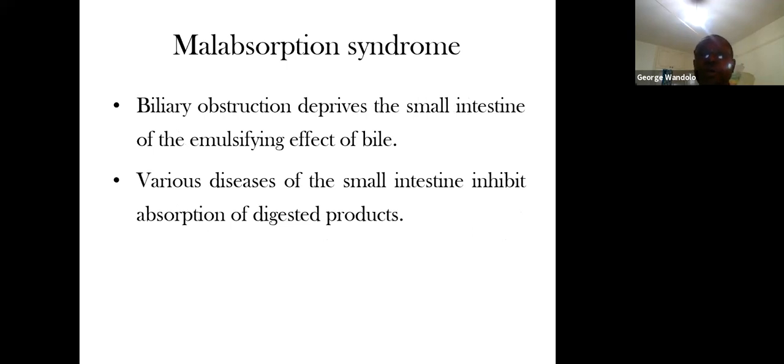So biliary obstruction deprives the small intestines of the emulsifying effect of bile acids. So various diseases of small intestines also can inhibit absorption of digested products, and this may lead also to malabsorption. So malabsorption typically is a pancreatic disease, a biliary disease, and an intestinal disease.